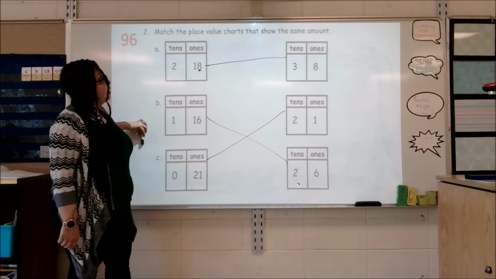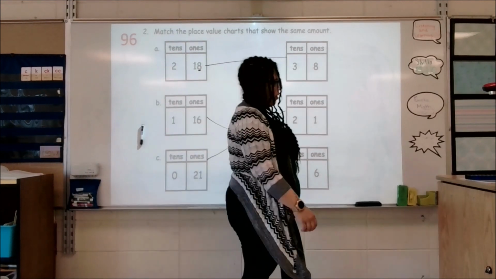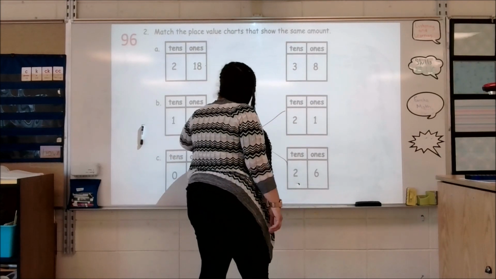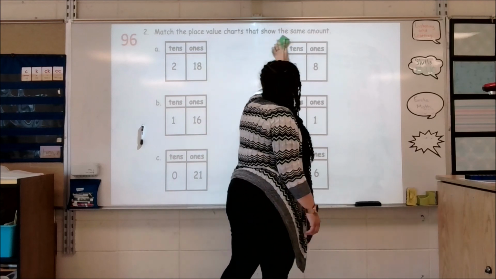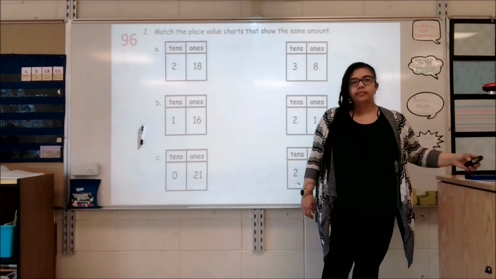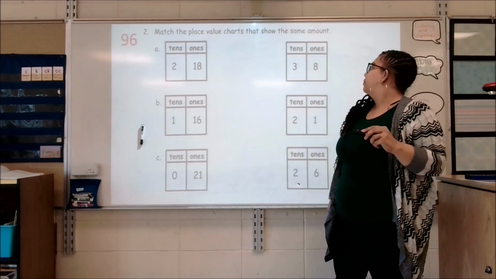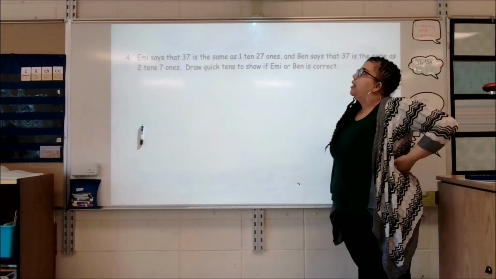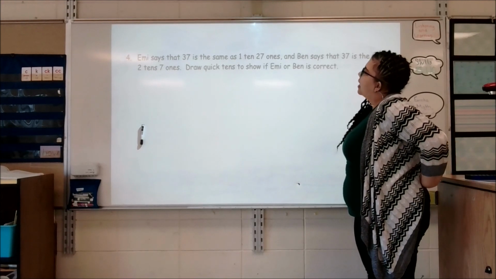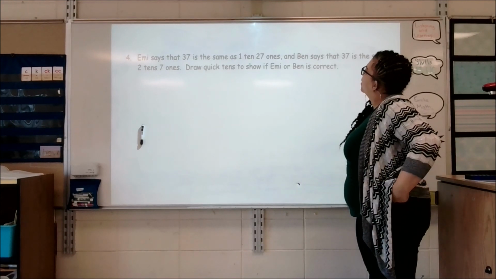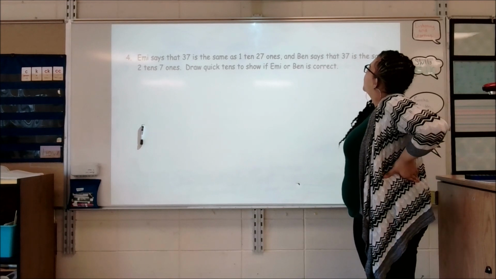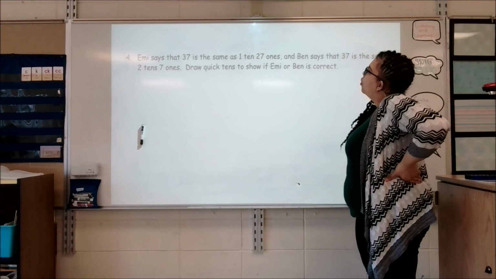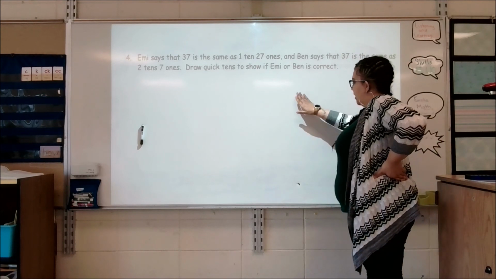Good job. Now, there is a word problem on that same page in your book. I believe it's question number 4. Let's go ahead and look at that. Yes. Question number 4 on that same page, number 96, reads, Emmy says that 37 is the same as 1 10 and 27 ones. And Ben says that 37 is the same as 2 10s and 7 ones. Draw quick tens to show if Emmy or Ben is correct.